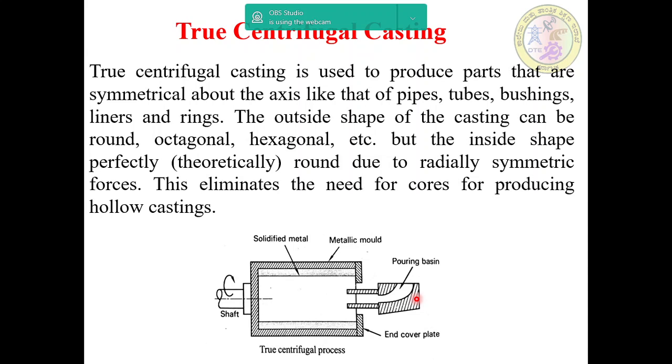is used to produce parts that are symmetrical about the axis, like pipes, tubes, bushings, liners, and rings. The outside shape of the casting can be round, octagonal, hexagonal, etc. But the inside shape is perfectly round due to radially symmetric forces. This eliminates the need for cores for producing the hollow castings.